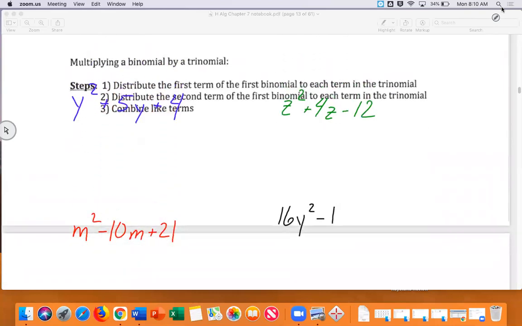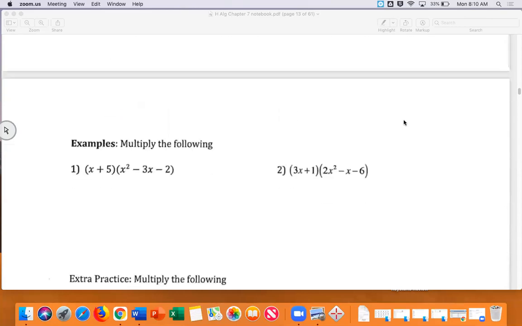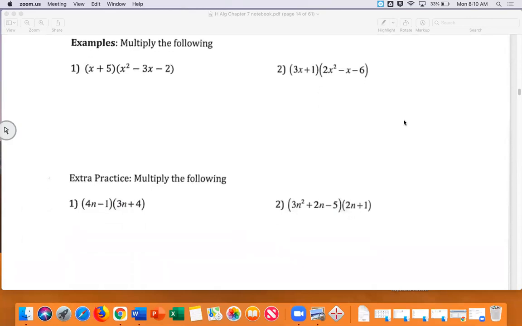Here's why, Mrs. Potts. I'm not a big fan of the FOIL, because what do I do when I have a binomial times a trinomial? FOIL's only 4 letters. I can do first, outer, inner, and last, but there's one term that's missing, that I never really touch upon. So that's why I like the box method, or the distributive method.